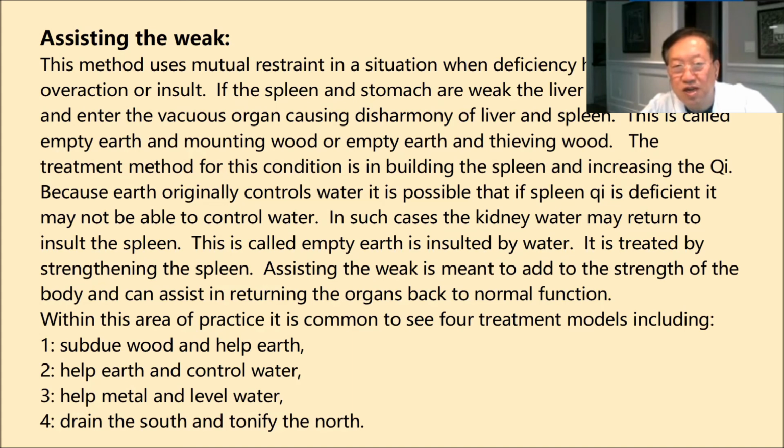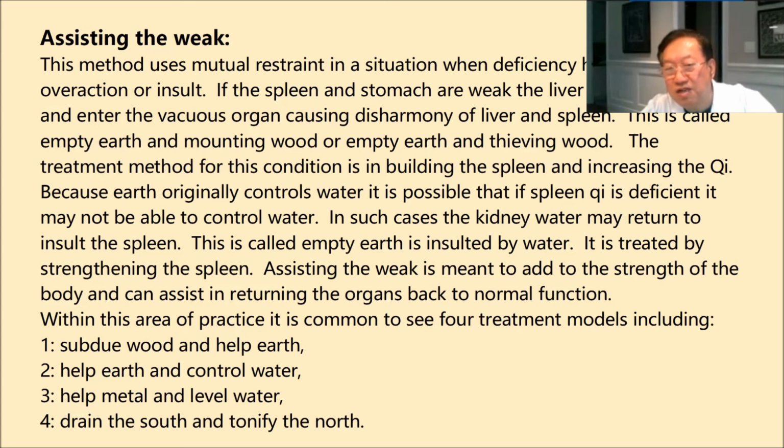Because earth originally controls water, it's possible that if spleen qi is deficient, it may not be able to control water. In such cases, the kidney water may return to insult the spleen. This is called empty earth is insulted by water. It's treated by strengthening the spleen. Assisting the weak is meant to add to the strength of the body and can assist in returning the organs back to their normal function.